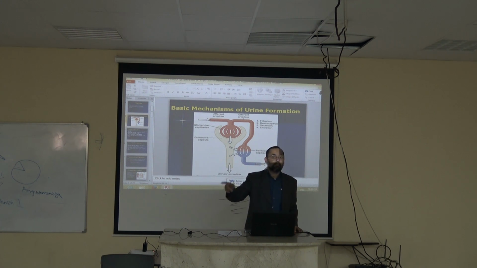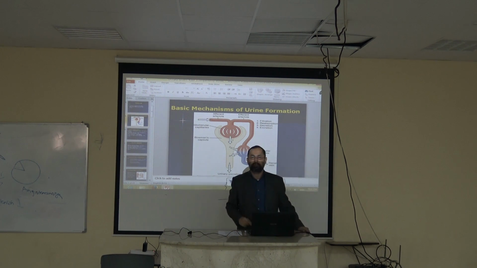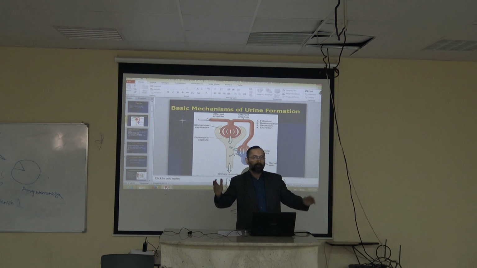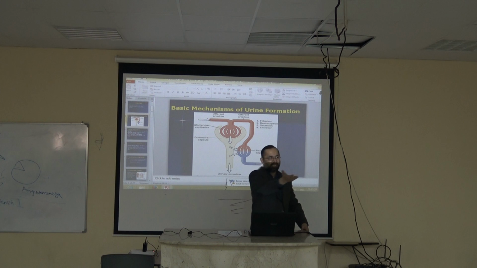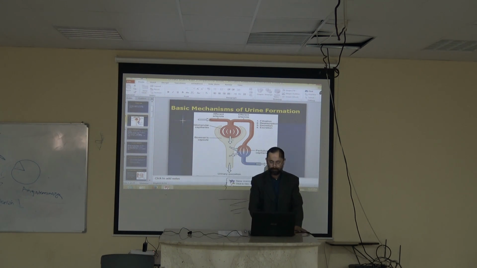But can there be another form of secretion besides blood to lumen? Very good, perfect answer: from cell to lumen also. Sometimes a new thing is produced by the cell, not coming from blood, and that is also going out as a secretion. So the concept is very clear. Reabsorption is going back into the blood, and from the blood or from the cell, if it is coming into the lumen, it is known as secretion.